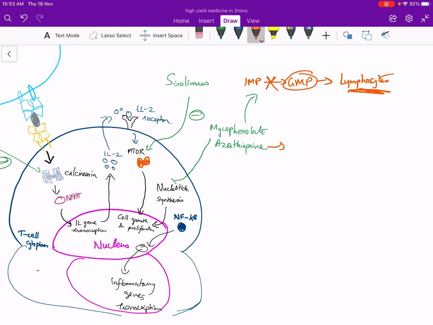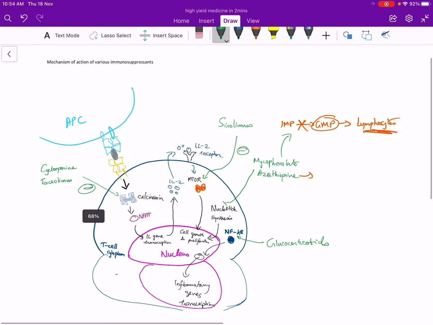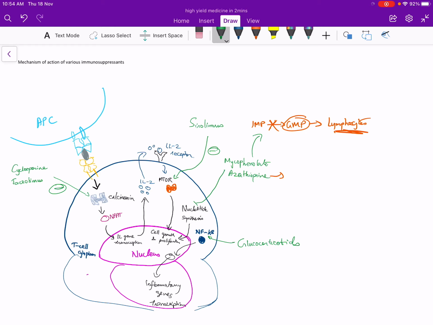And the last drug over here, which acts on NF-kappa B, is a popular drug. Glucocorticoids, I think most of you know that. Corticoids act on NF-kappa B. So that is overall in a flow chart where various immunosuppressants act. So I guess that is it.